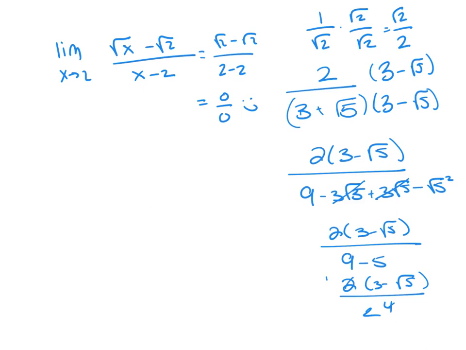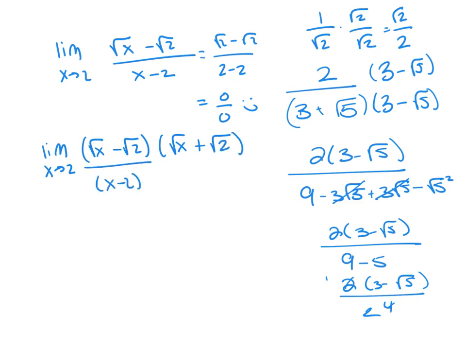In this case, what I can do with that is multiply the numerator and the denominator by the conjugate of the numerator. So it'll be the limit as x goes to 2, and then we have root x minus root 2, and the conjugate will be root x plus root 2 over x minus 2, and again, whatever I do to the numerator, I have to do to the denominator. So we have root x plus root 2.